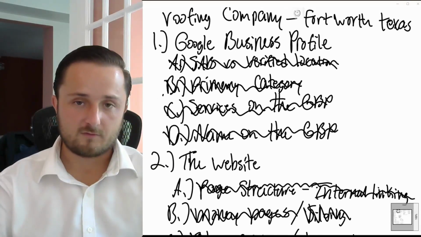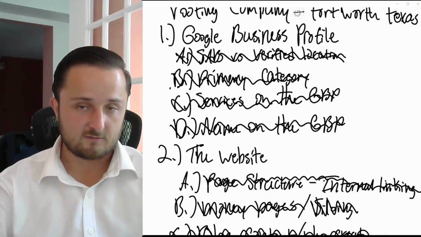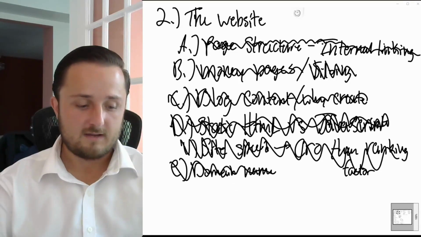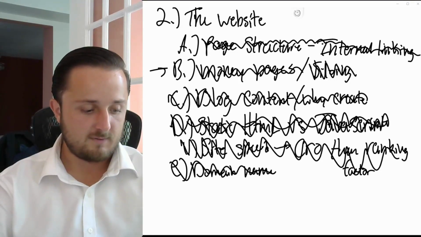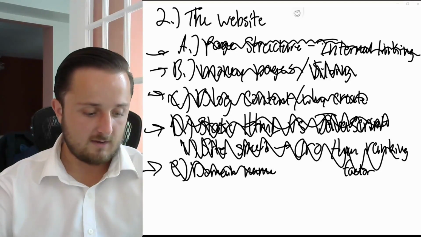So we went over the Google Business Profile. We also talked about being a service area based profile, primary category, services on the Google Business Profile, name on the Google Business Profile, the website, your page structure, your money pages. Then we also talked about your blog content, going static versus JavaScript, and the domain name.